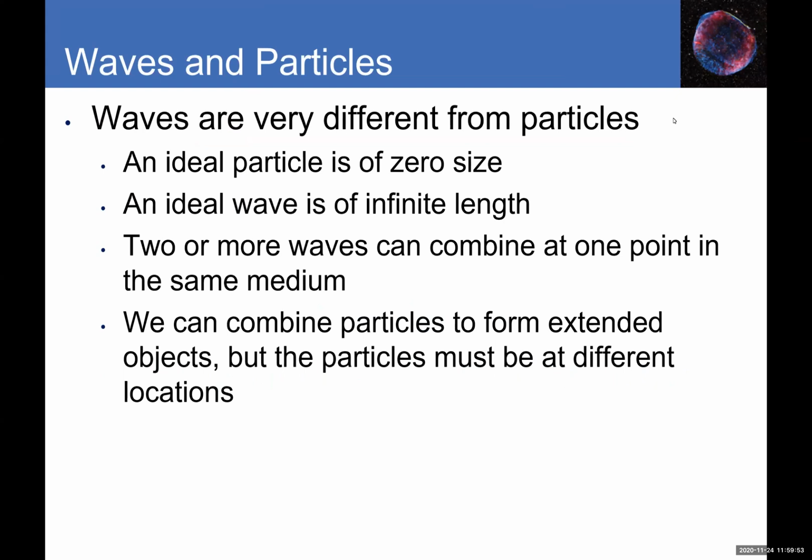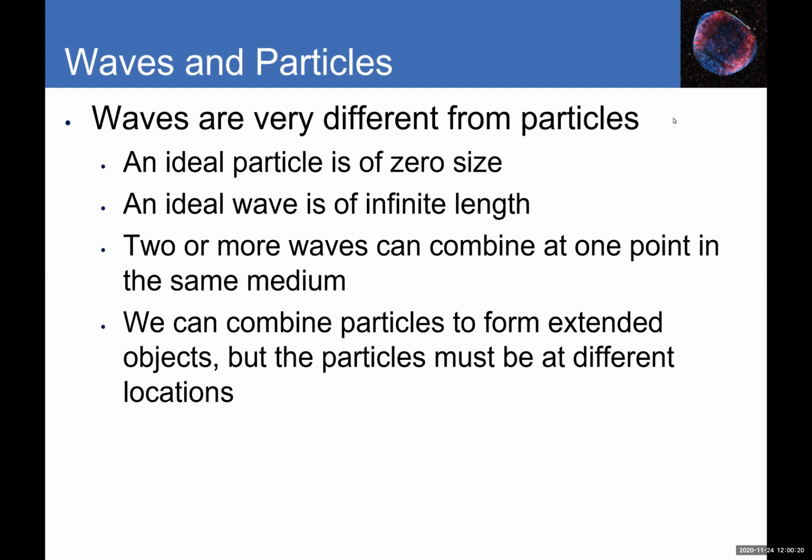They're going to just hit each other and then bounce back. They cannot go through one another, and that's something that waves can do. So that's why waves are very different from particles. You can say an ideal particle is of zero size. An ideal wave is of infinite length. Two or more waves can combine at one point in the same medium, which means that they can overlap.